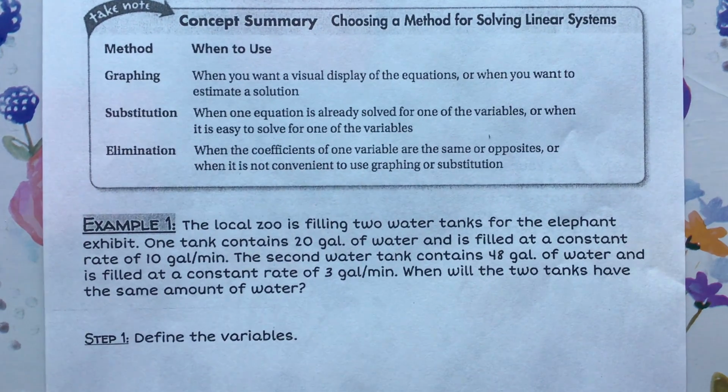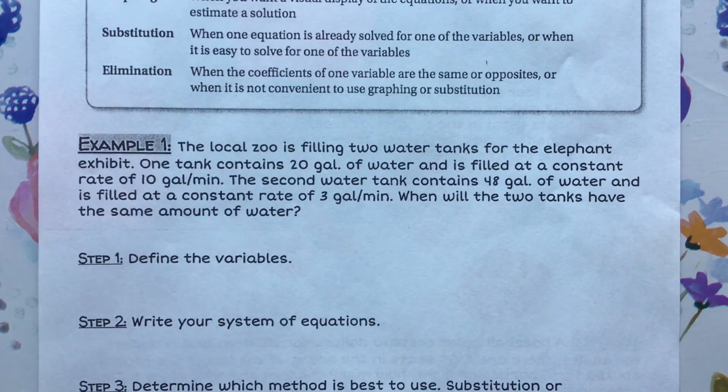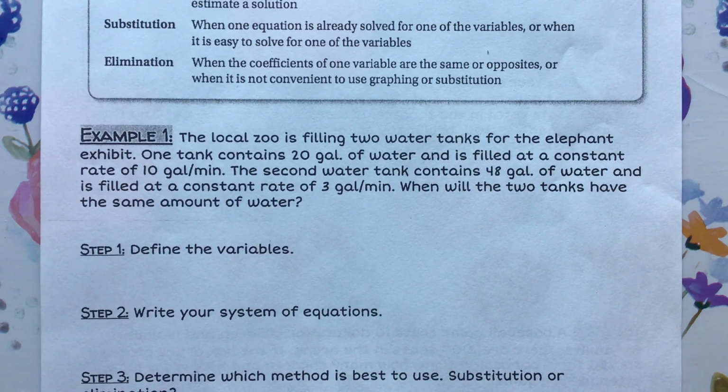So in example 1, it says the local zoo is filling 2 water tanks for the elephant exhibit. One tank contains 20 gallons of water and is filled at a constant rate of 10 gallons per minute. The second water tank contains 48 gallons of water and is filled at a constant rate of 3 gallons per minute. When will the 2 tanks have the same amount of water?